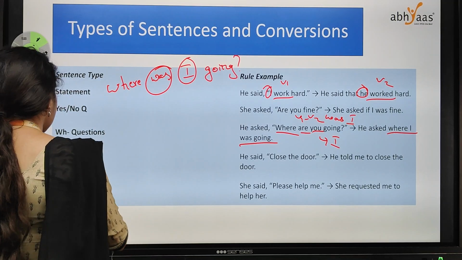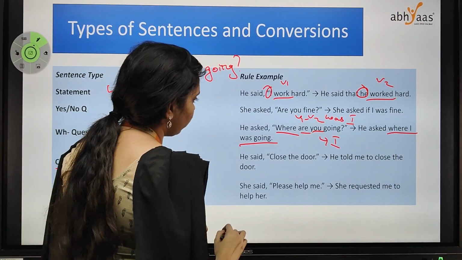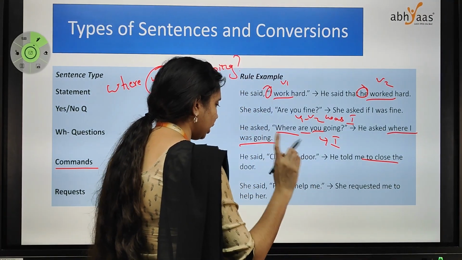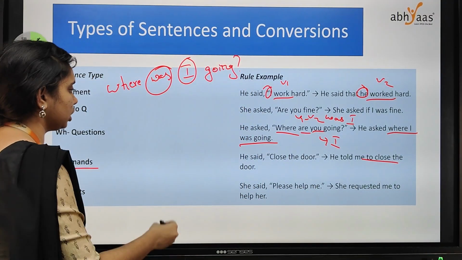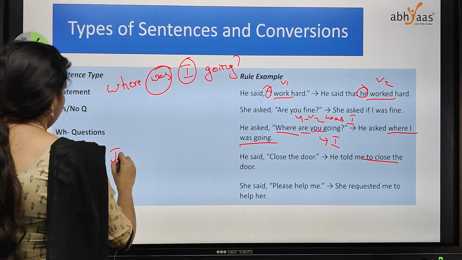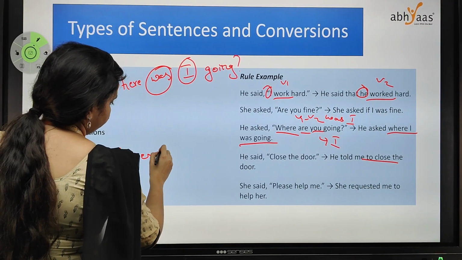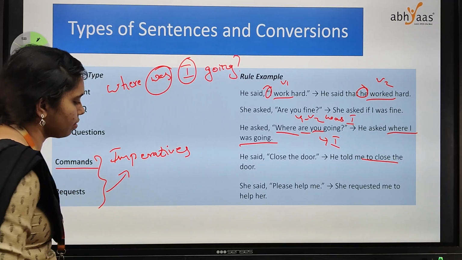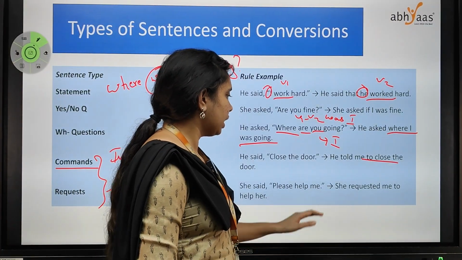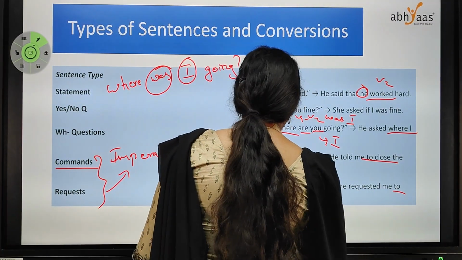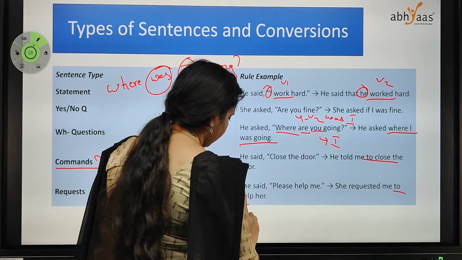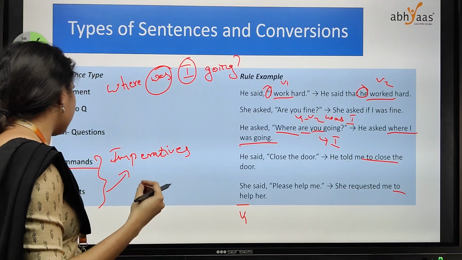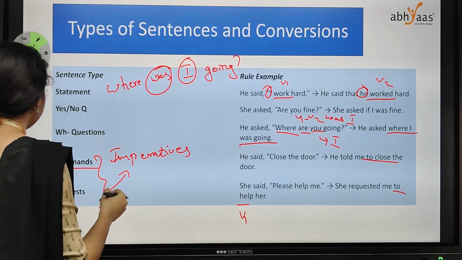Anyway, let's look at some more commands. The command, he said close the door. He told me to close the door. "To" plus V1. There is no tense change in commands, requests, suggestions, all of the imperatives. Both of them, commands and requests, are imperatives. She said, please help me. She requested me to help her. "To" plus V1. Always remember there is no tense change in imperatives. What are imperatives? Commands, requests, suggestions, advice.